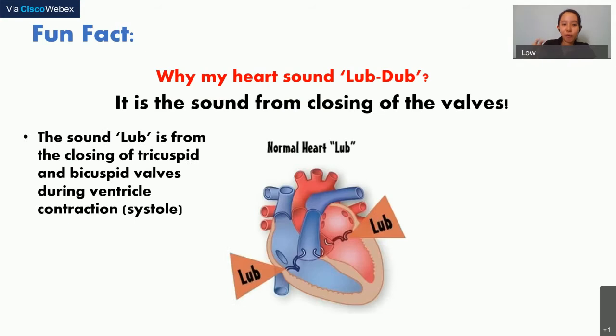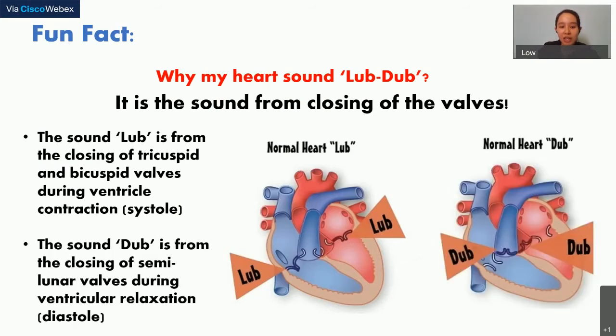The sound "lub" is the closing of the tricuspid and bicuspid valves. They close together to make the sound "lub" during the ventricle contraction. Remember, when the ventricle contracts and pumps the blood out of the heart, the tricuspid and bicuspid valves close. Lub sound.